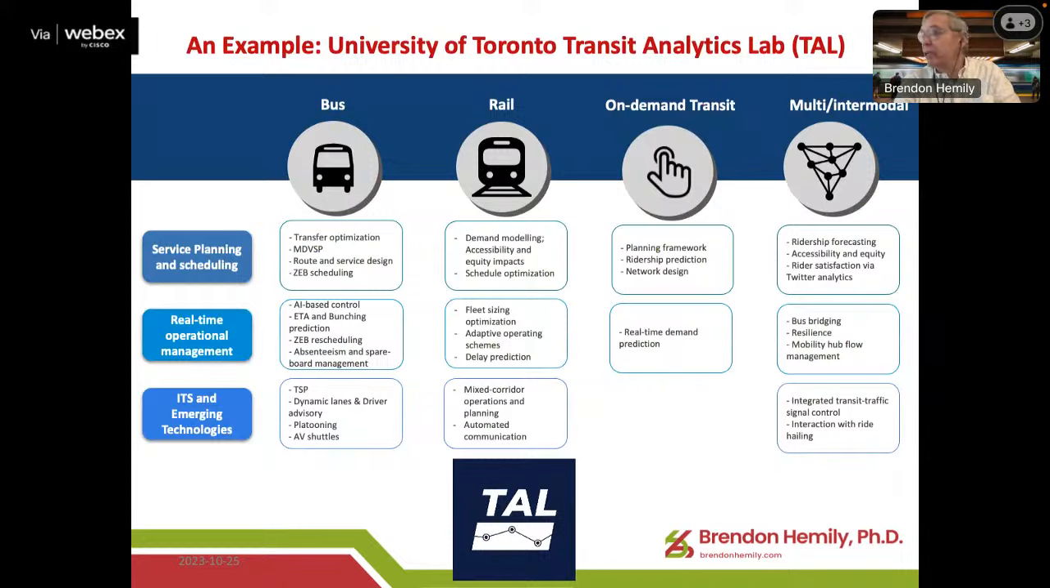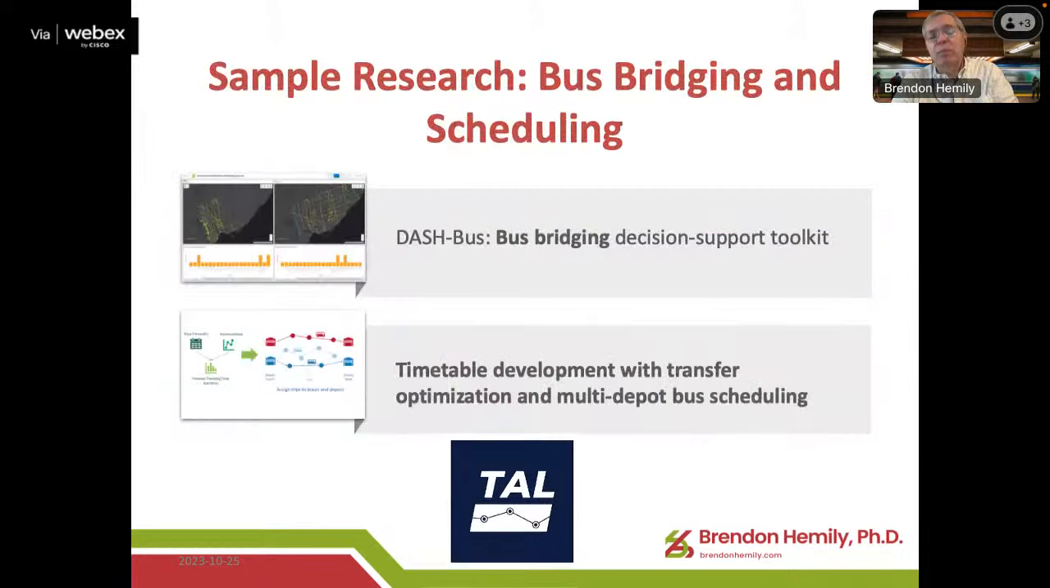A couple examples from the U of T's TAL Transit Analytics Lab. Just to illustrate, this is the sort of thing that I think a growing number of academic centers are trying to focus on, looking at different modes, different applications, different areas of focus, and a couple examples of research projects recently conducted. One developed a bus bridging decision support toolkit to optimize bus bridging replacement, and which routes you draw the buses that you need from.